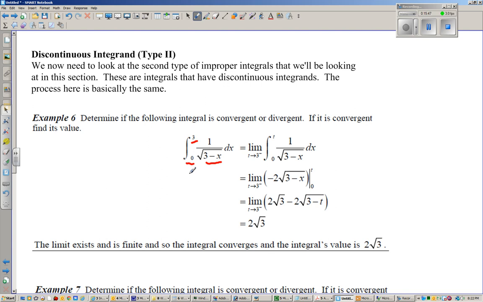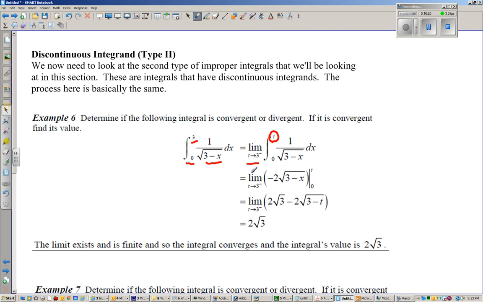So the way we handle it is similar to what we did before. Again, we take the problem value out, the 3, and we put t in. Now we take a limit, as t approaches 3, and to be technically correct, we're approaching 3 from the left. We're going from 0 to 3, coming from the 0 side, from the left at 3.